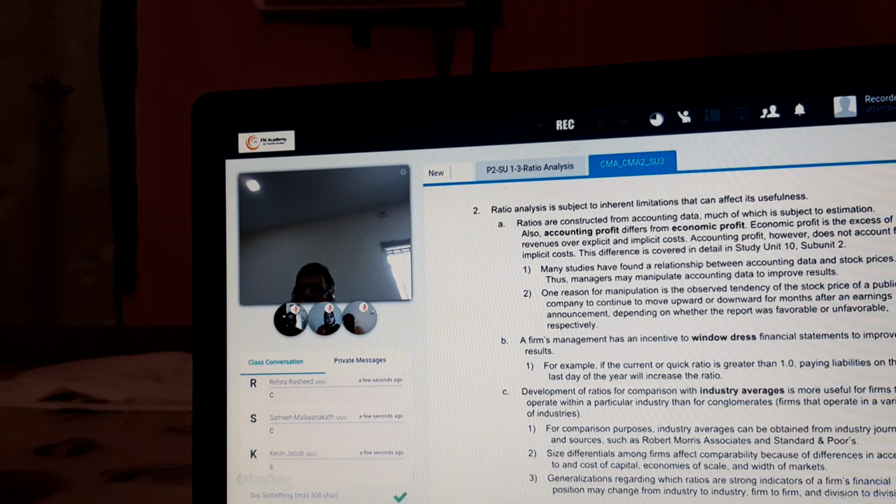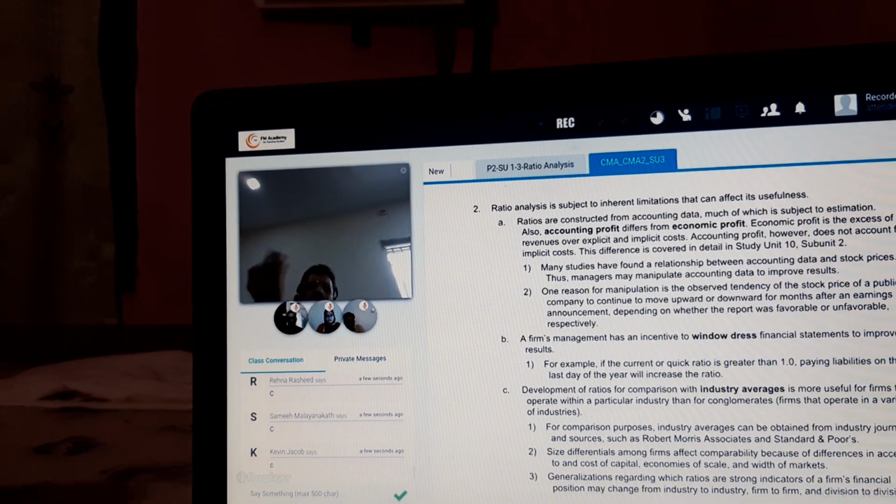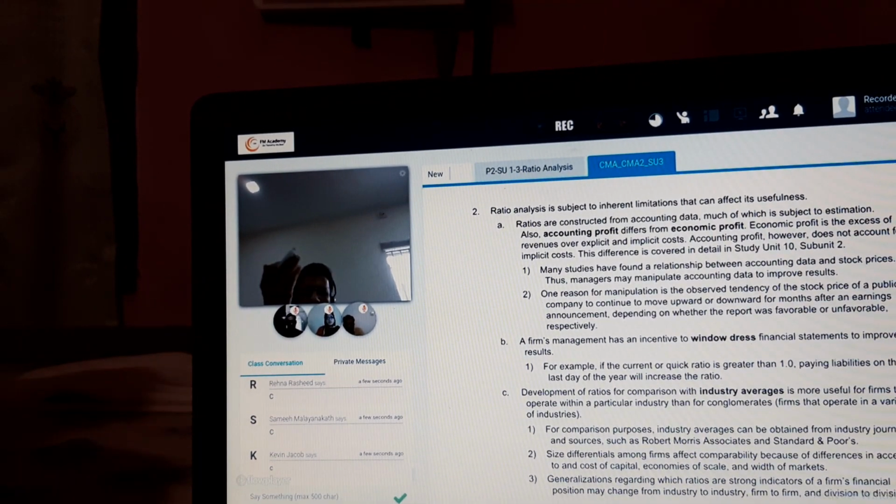the management will always try to manipulate. There is an incentive to manipulate the financial situation. Like if you're worried about the income tax, then you will try to understate the profit so that you pay less tax. So the ratios computed based on that will not be correct.